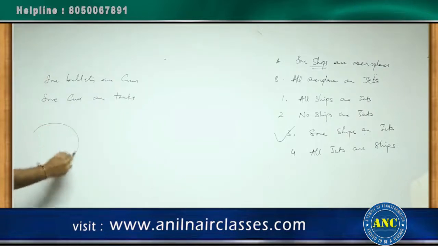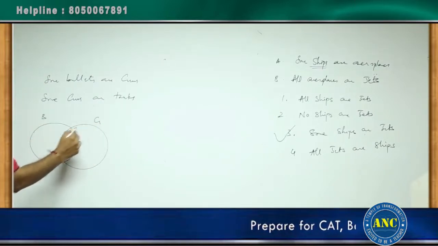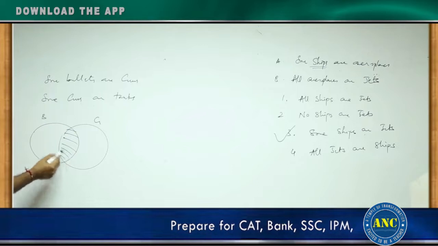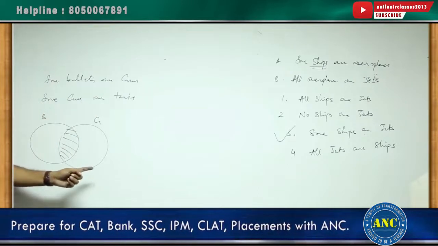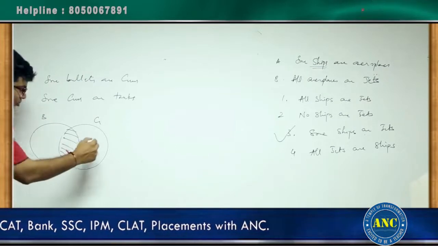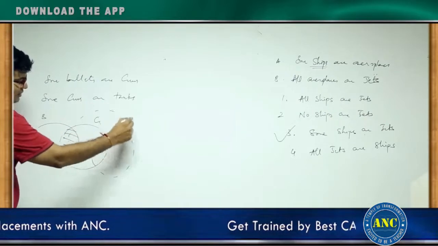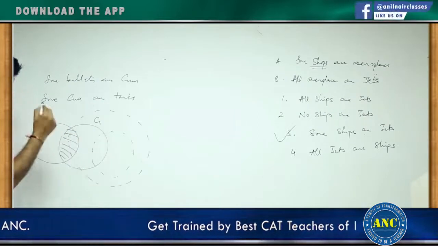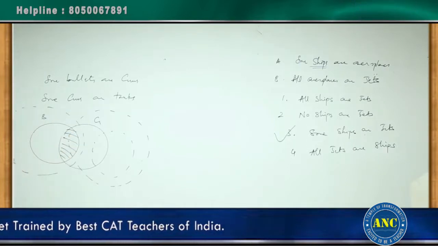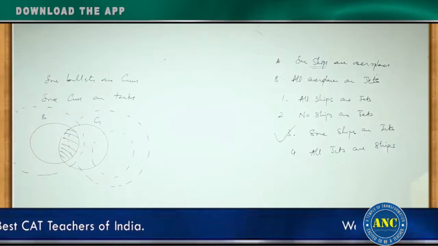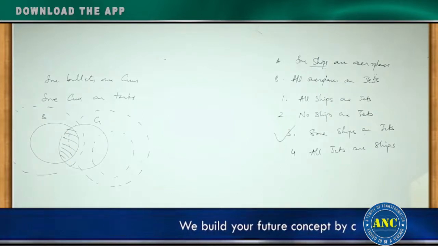If you want to understand from a Venn diagram: some bullets are guns, and here it says some guns are tanks. Now, which part of guns or tanks you don't know? The diagram could be like this, or like that, or like that also. So these are the three possibilities, and for every possibility there could be a different answer.